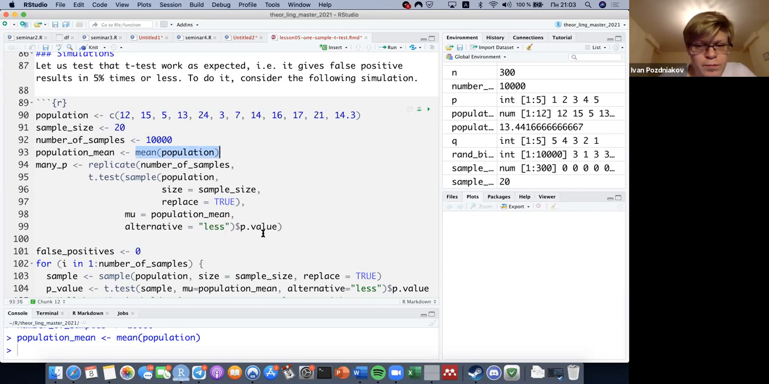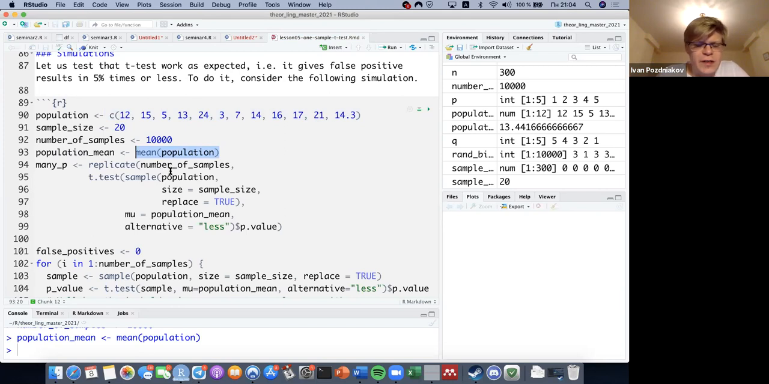and calculate the p-value. Actually, we tested against our real population mean. It means that in this case we really know that our null hypothesis is true. It's definitely true because we know it in advance, because we just calculated the mean from this vector, and this vector is our population distribution. So we know this distribution, we know this mean.